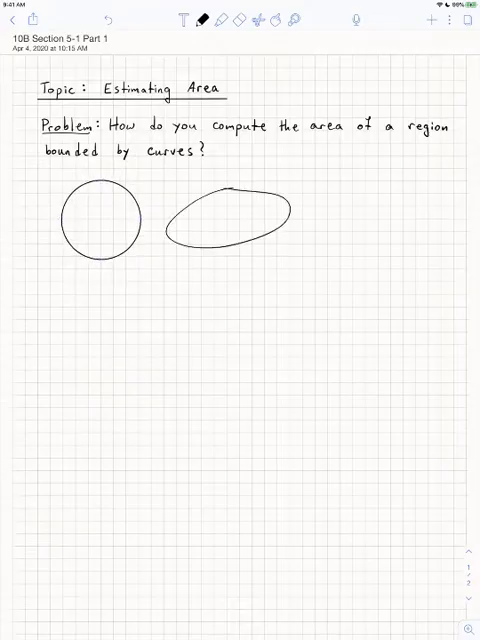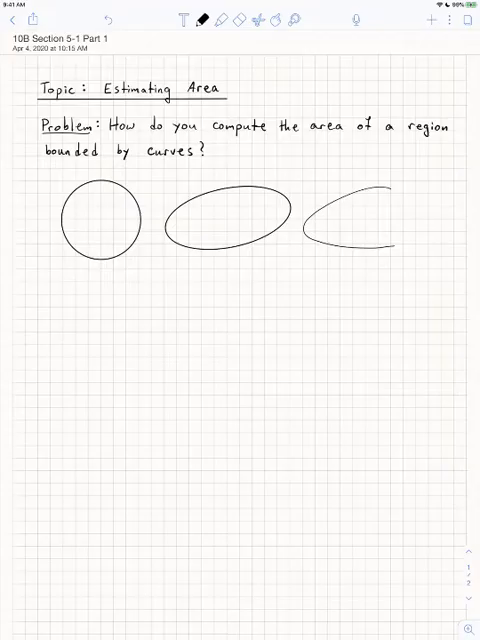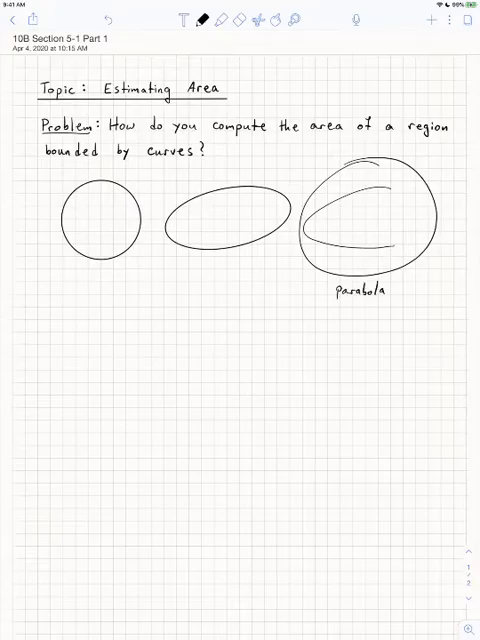This problem dates back at least to the ancient Greeks, where they were very interested in computing the area of what we call conic sections. The conic sections included things like circles, ellipses, and parabolas. Let's focus on the parabola for the moment, because parabolas have reasonably simple equations that we can use to describe them.